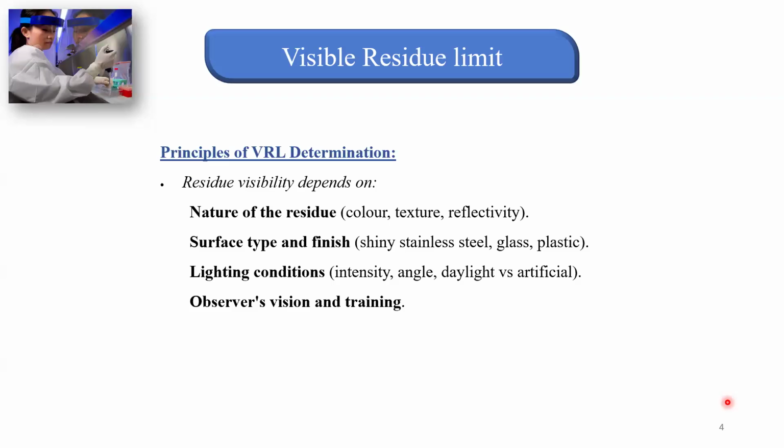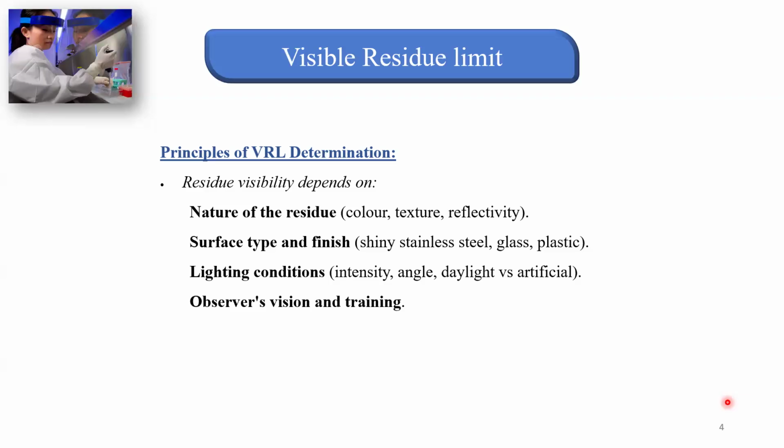The second factor is surface type and surface finish. Residue visibility can vary greatly between shiny stainless steel, dull metal surface, glass or plastic. For example, residue may be more difficult to see on polished stainless steel compared to a rough surface. The third factor is lighting conditions. Visibility depends on light intensity, angle of light, and type of lighting, such as daylight or artificial white light. Poor lighting can hide residue, while proper lighting improves detection levels.